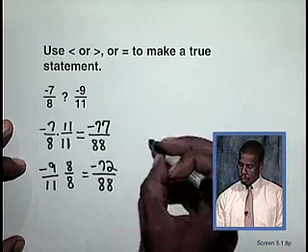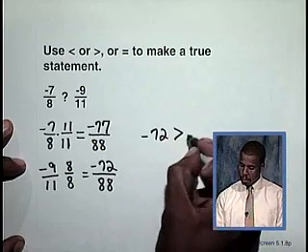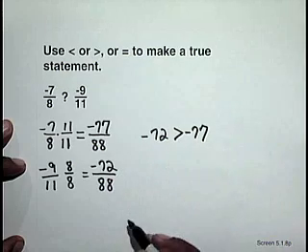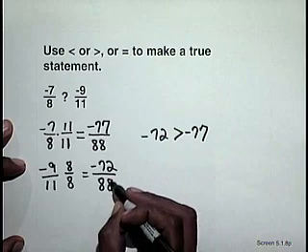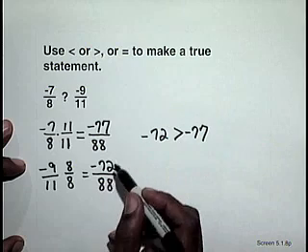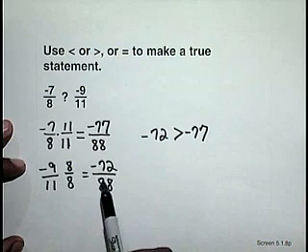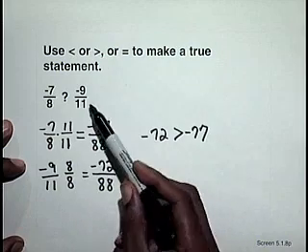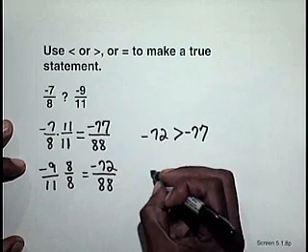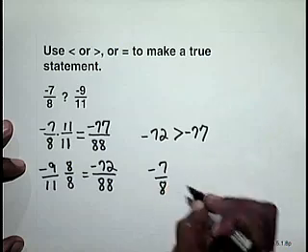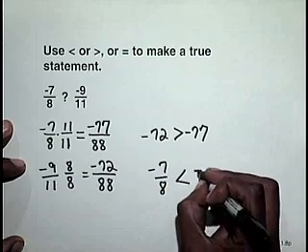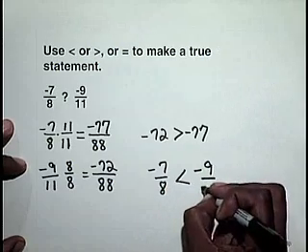So since that's true, then that tells us that the fraction negative 72 over 88 is larger than the fraction negative 77 over 88. But we go back and recognize that the negative 72 over 88 was equivalent to the negative 9/11. So we can make a conclusion then that negative 7/8 is less than negative 9/11.